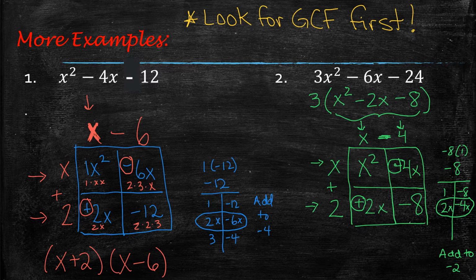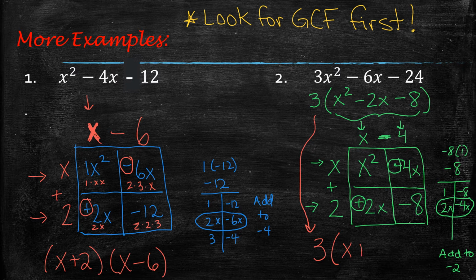And then last thing, just double check. x times x gives us x squared. x times -4 gives you -4x. 2 times x gives you 2x, and 2 times -4 gives you -8. So that's correct. The last thing you want to make sure that you do is you do want to bring down that GCF when you write your factors. That 3 needs to be written with your factors.